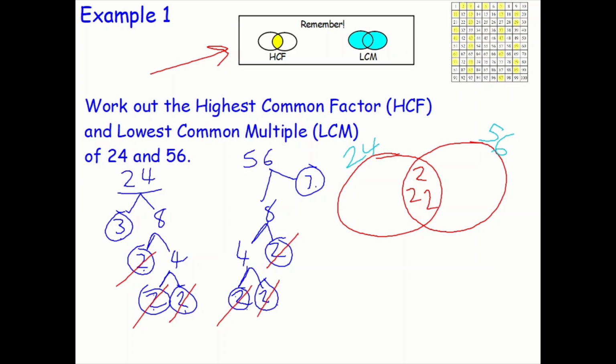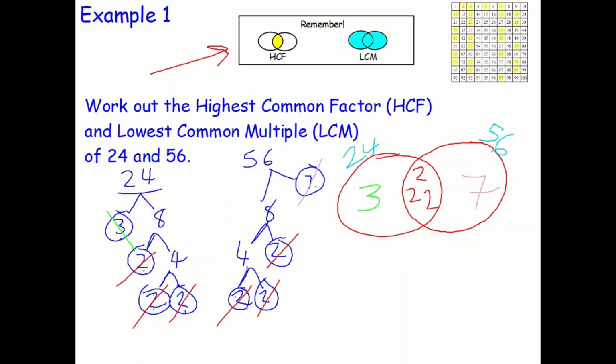So I've got three 2s in the overlap, and what is left over here is a 3, so I'm going to put 3 there for the 24. And what is left on the 56 tree? It's just that 7 there.